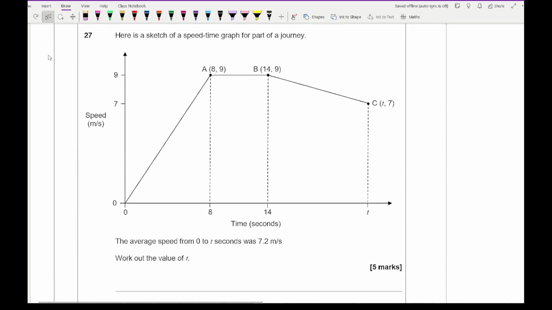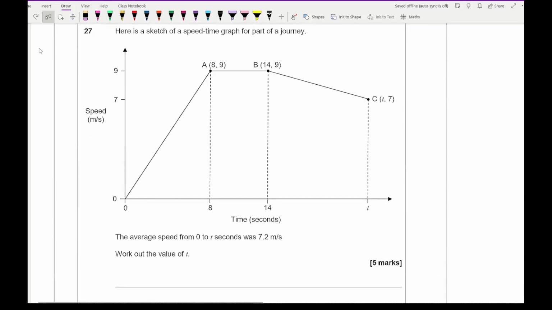Then looking at question 27, it says here is a sketch of a speed time graph as part of a journey. The average speed from 0 to t seconds was 7.2. Work out the value of t. So for this, what we need to do first is start by labeling each of these sections as A, B and C.